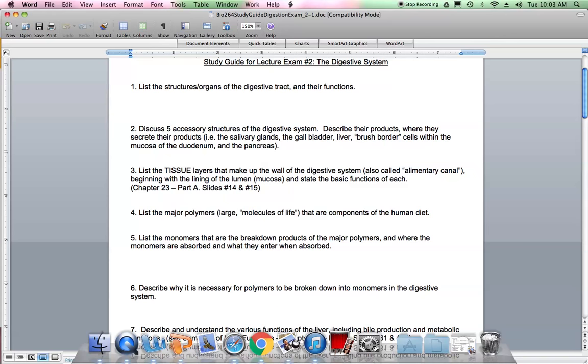With the carbohydrates, complex carbohydrates such as starches, cellulose, chitin, etc. Glycogen. Glycogen is actually a complex carbohydrate. And that's how we store short-term energy in the liver and also in skeletal muscle. The monomer for carbohydrates, remember, is the simple sugar. We often call that a monosaccharide, the simple sugars such as glucose, fructose, etc.